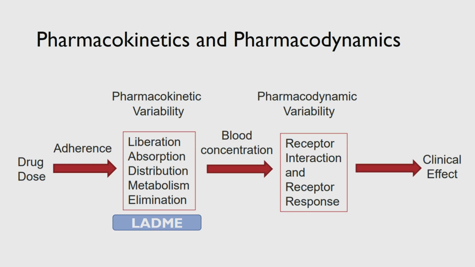The pharmacokinetics affects the amount of drug that is there in the blood, and what we are concerned about in the laboratory is to assess the drug levels in the blood sample. This is affected by various factors that affect the pharmacokinetics of a drug, and that includes liberation, absorption, distribution, metabolism, and elimination.